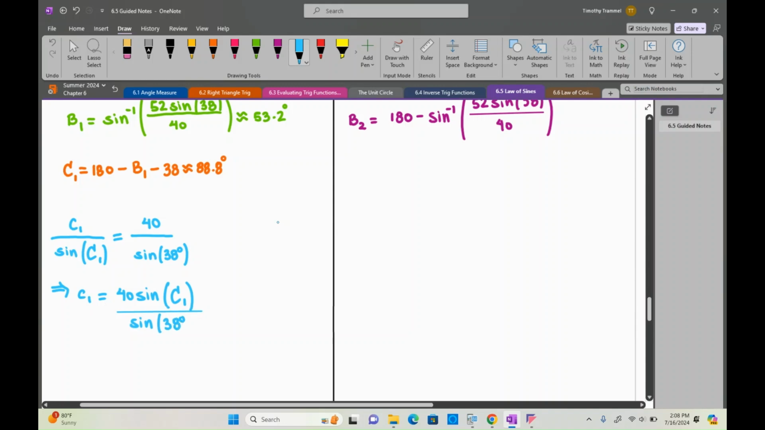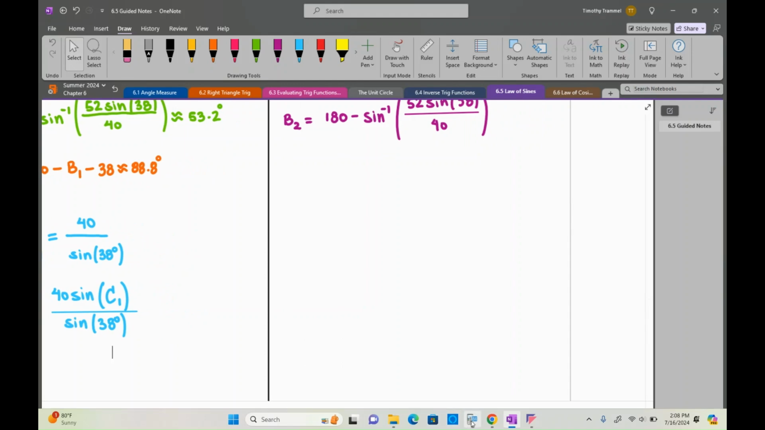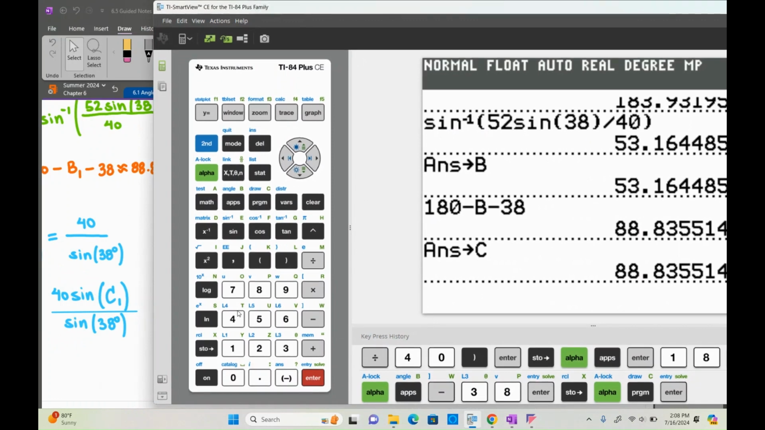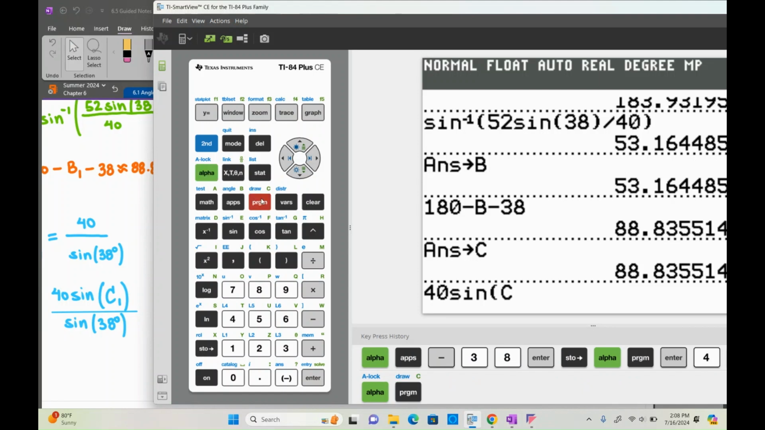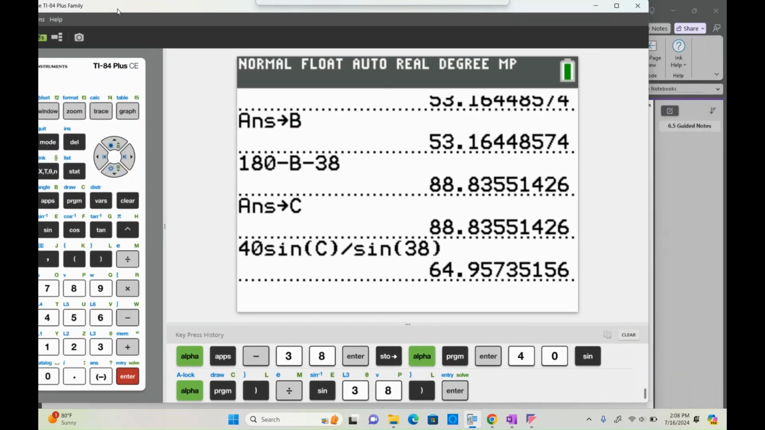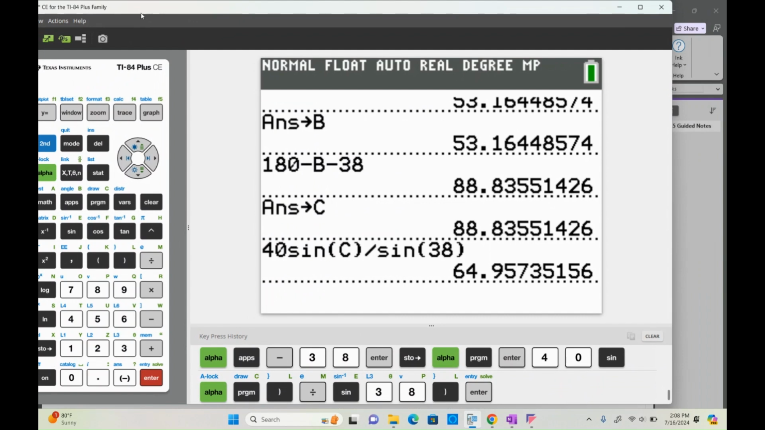Then let me show you how I would do this on the calculator. Again, C1 is stored as C in my calculator right now. So I have 40 sine, and then I'm going to hit alpha C here, and then I can divide that by sine of 38. And I've lost no accuracy. Finally, if I round this to 1 decimal place, I would have to round this up, so it would round up to 65.0.